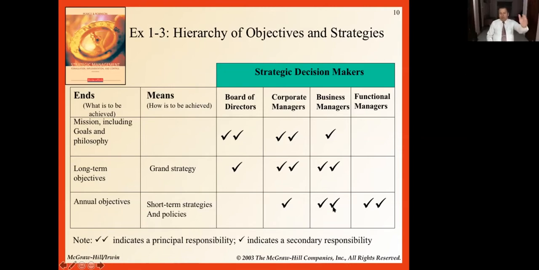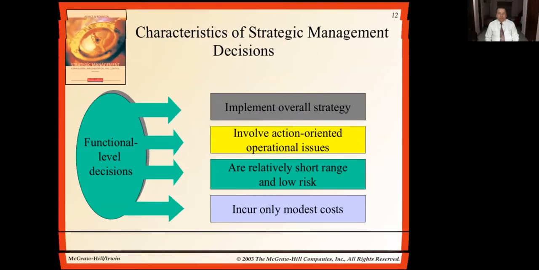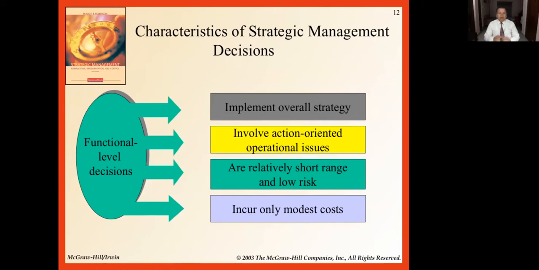If you see, when you move from top to bottom, there is a shift in the whole level. From the top level, you're getting to a lower level. That's a very interesting idea. Corporate decisions have greater risk, cost and profit potential, greater need for flexibility, and longer time horizons. What are the characteristics of these kinds of decisions? At the functional level, they implement overall strategy, involve action oriented towards operational issues, and are relatively short range and low risk. They incur only modest cost.